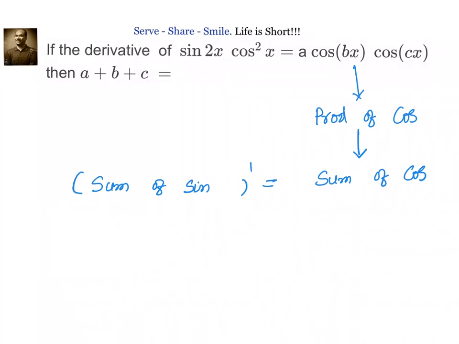So our approach to solve this problem will be, now go to the left hand side and try to transform or change this into sum of sine functions. Once we are able to do that, then we can apply the derivative, which will be sum of cos functions. Then we will do transformation, we will get a product of cos function. Then we can easily find out the values of a, b, c.